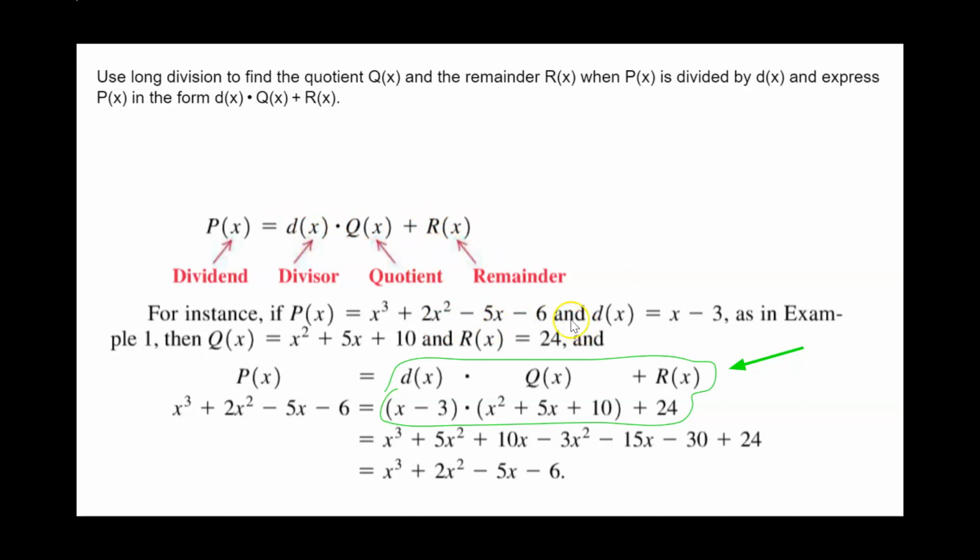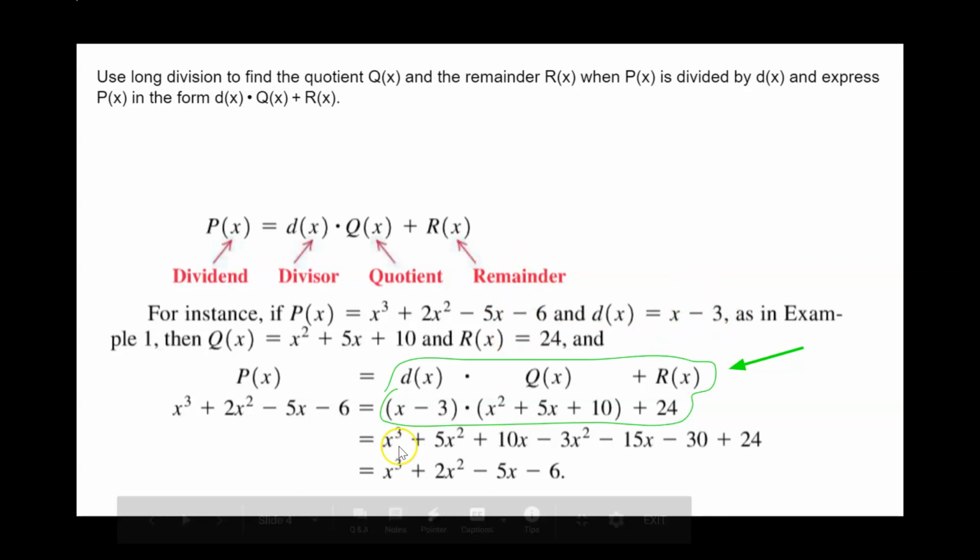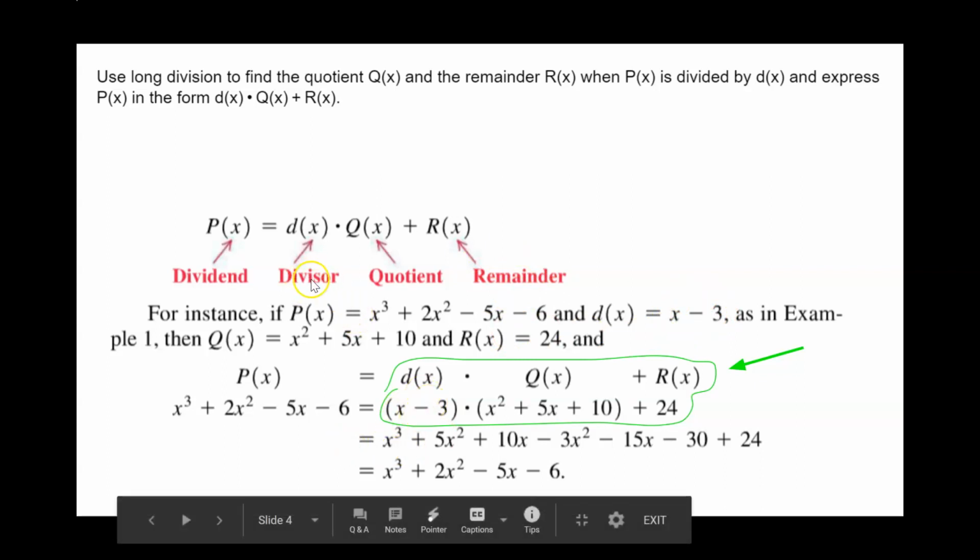So back to the original problem we just had, when we knew that x minus 3 wasn't a factor and it did have a remainder of 24, this is how it's written. So we have x minus 3 as our divisor.